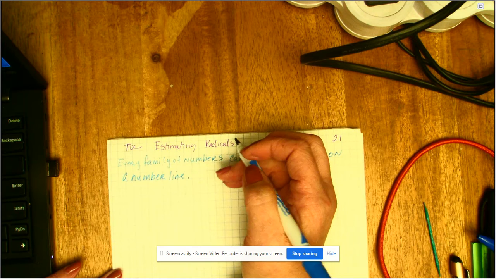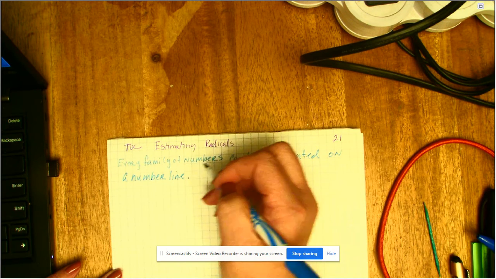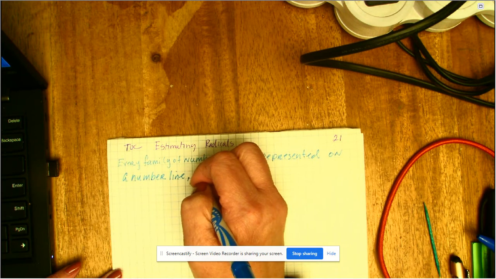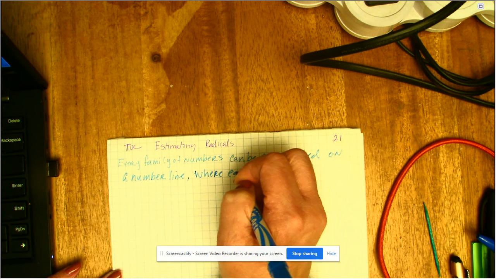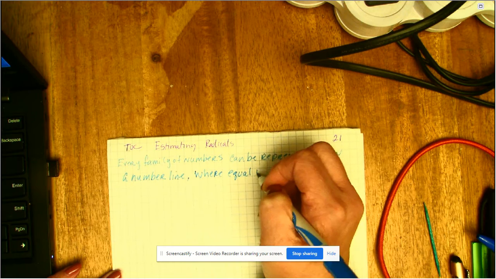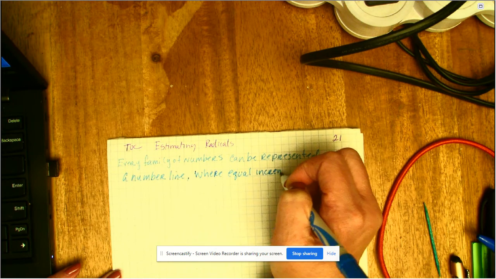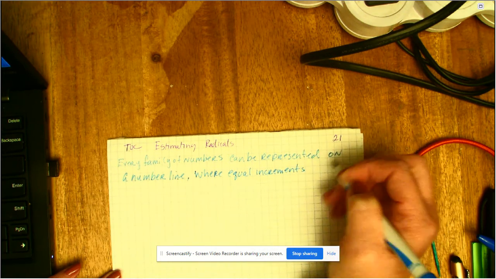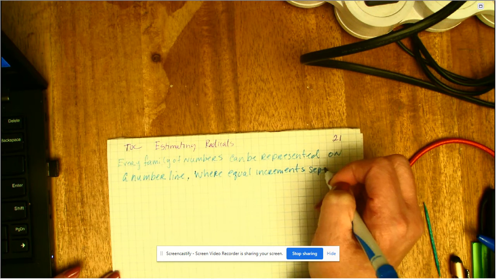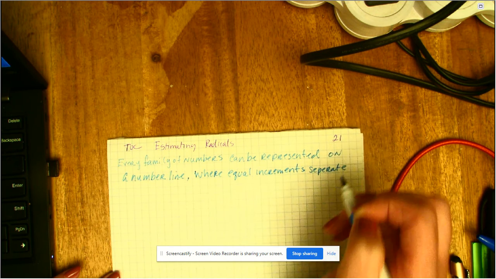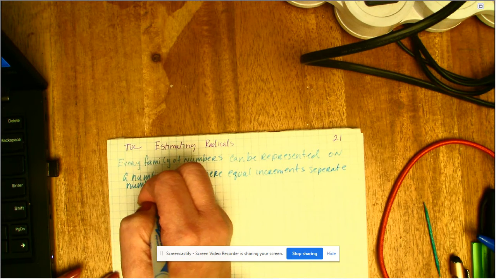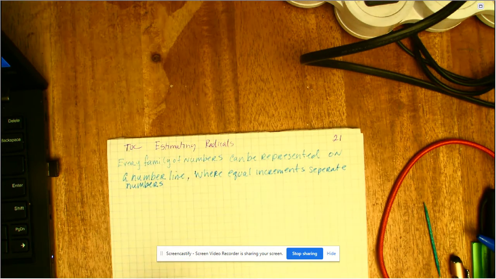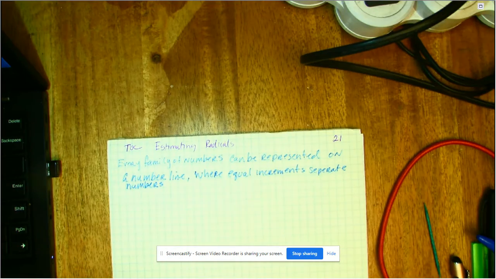And on a number line, equal increments separate numbers.